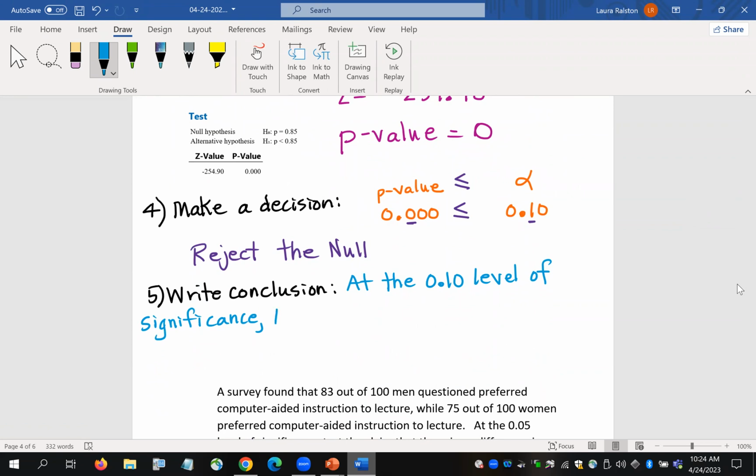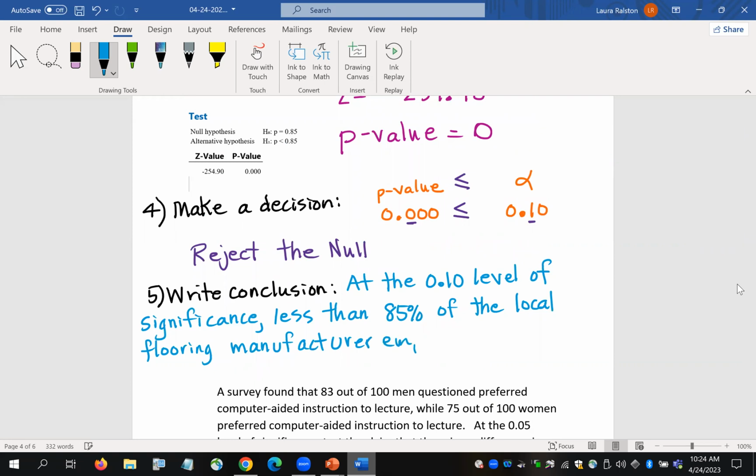At the 0.10 level of significance, less than 85% of the local flooring manufacturer employees are unhappy at their jobs.